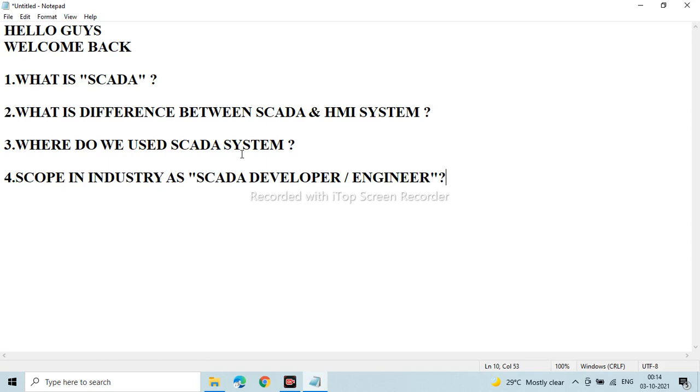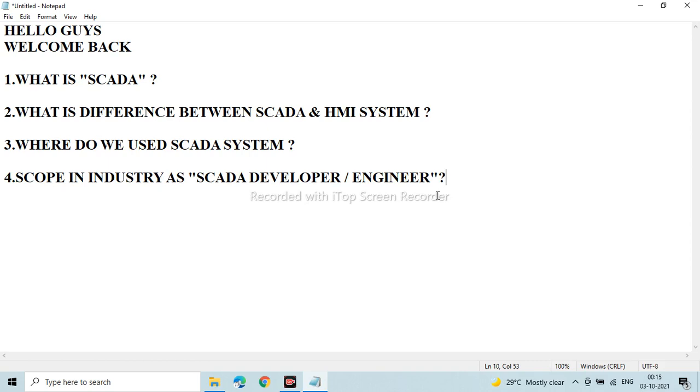And the fourth one is the most important question. If you are an automation engineer, or you want to build a career in the automation industry, what is the scope as a SCADA developer and engineer? I say there are big opportunities as a SCADA engineer and SCADA developer. In the automation industry, it is the second most important post after PLC engineer or PLC developer.